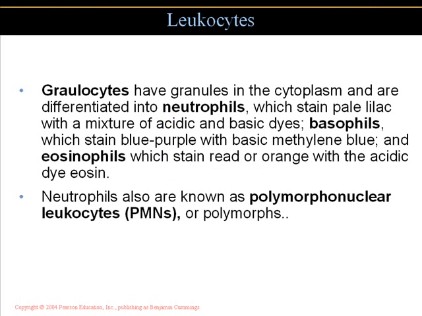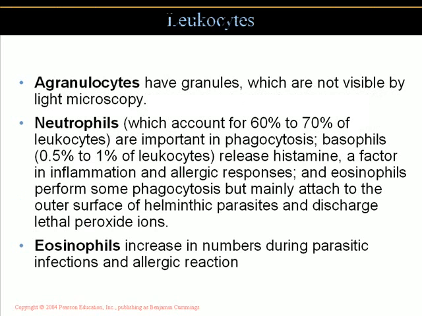Granulocytes have granules in the cytoplasm and are differentiated into neutrophils, which stain a pale lilac color with a mixture of acidic and basic dyes; basophils, which stain typically blue-purple with the basic methylene blue; and eosinophils, which stain red or orange with the acidic dye eosin. Neutrophils, also known as polymorphonuclear leukocytes, are also referred to as polymorphs or PMNs. All of these cells are part of the inflammatory response.